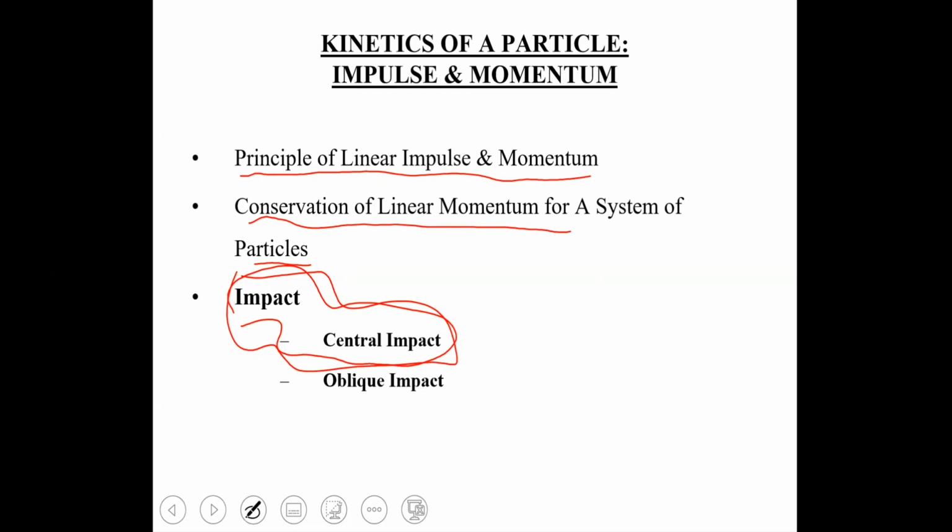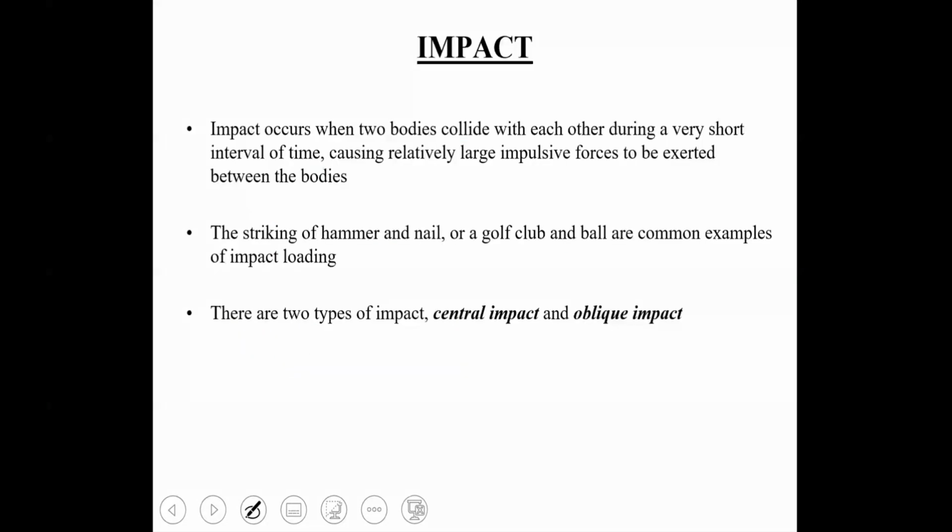Okay, so starting with today's topic, which is impact. First of all, let us discuss the definition of impact, the types of impact, and then we will focus on central impact in today's lecture. Impact occurs when two bodies collide with each other during a very short interval of time, causing relatively large impulsive forces to be exerted between the bodies.